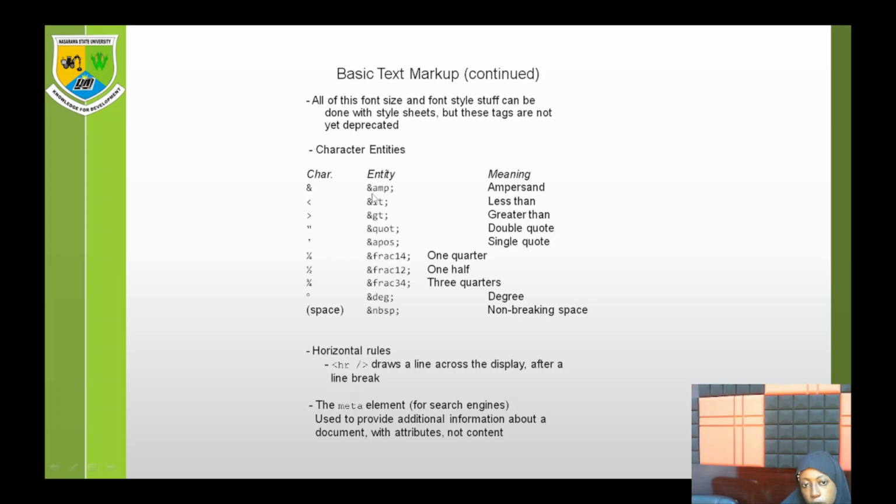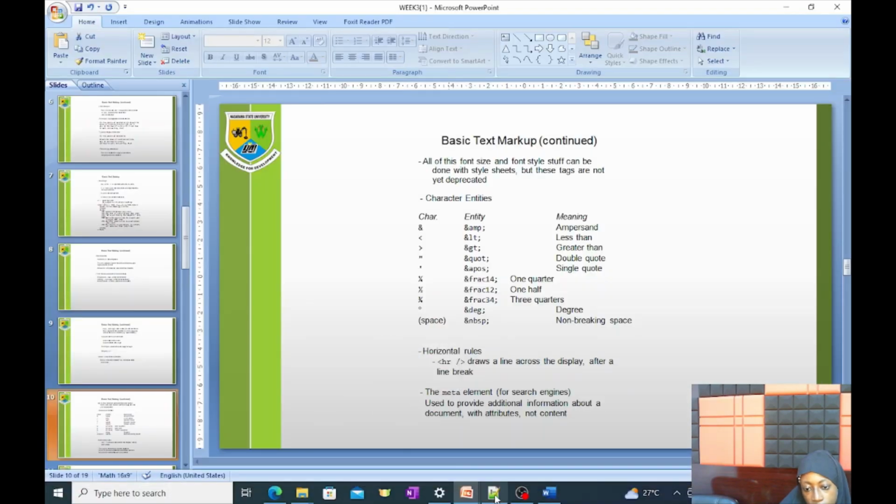In most places we normally use this ampersand sign for entities. You can see it starts with an ampersand: less than, greater than, double quotes, single quotes, 1/4, 1/2, 3/4, degree, non-breaking space. This is what we have. So let's implement some of this and see how it works. Let's have our ampersand, greater than, and less than in our notepad.